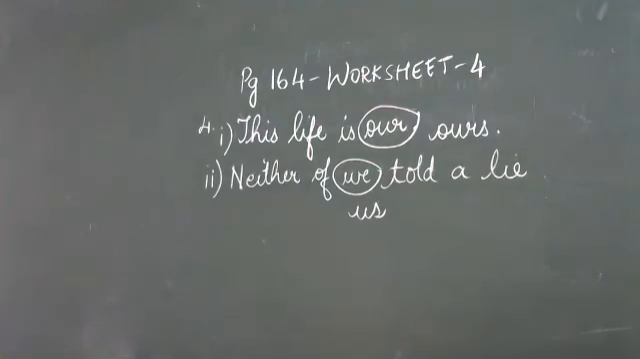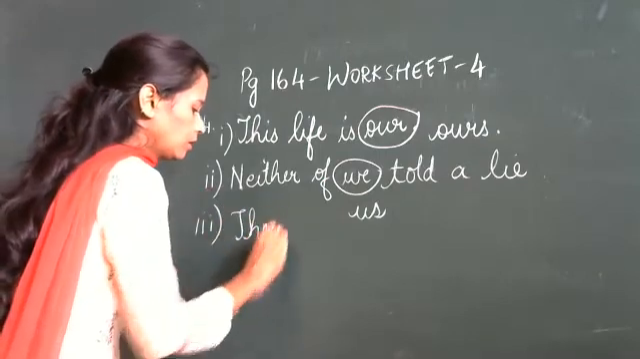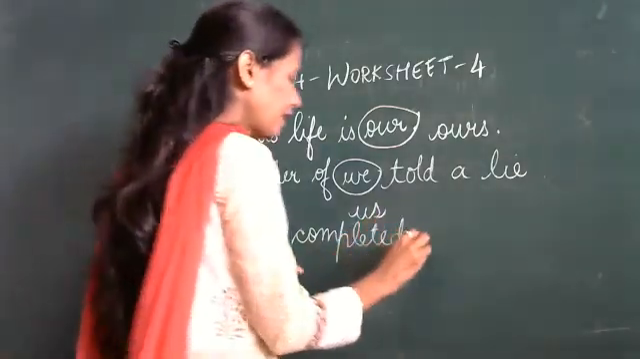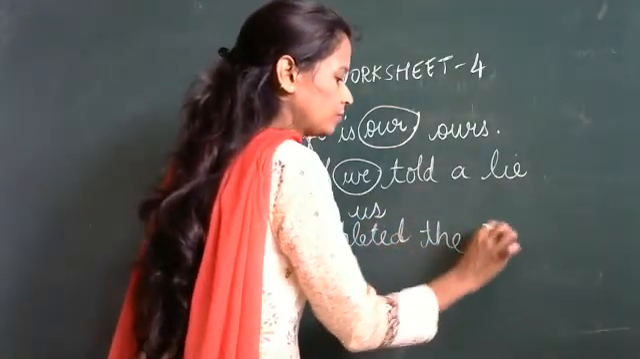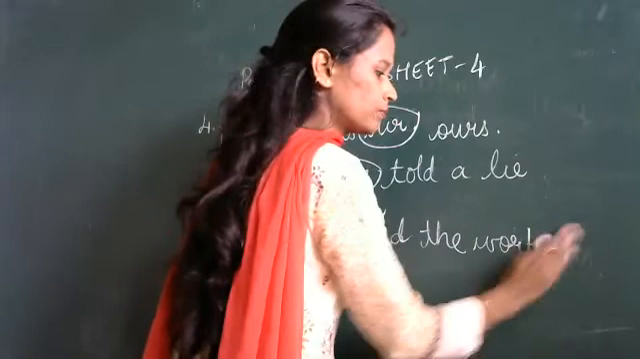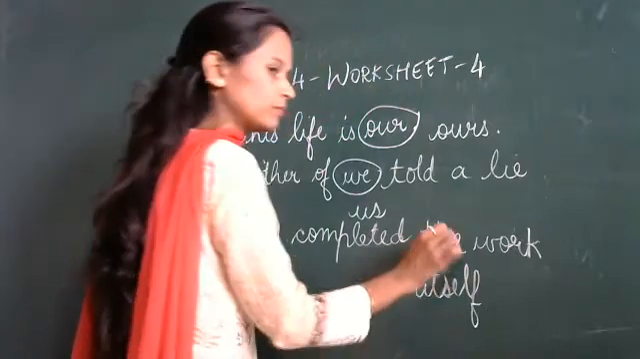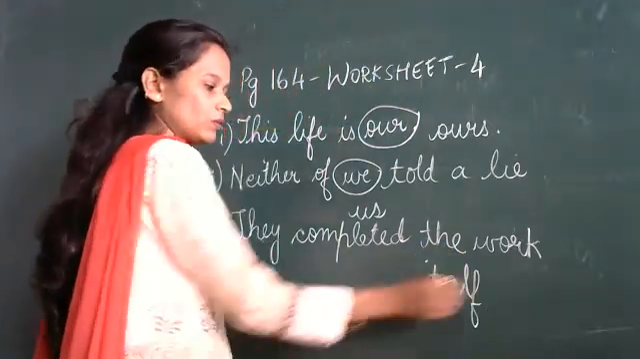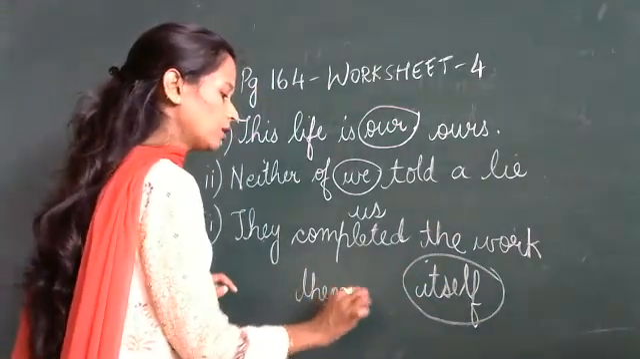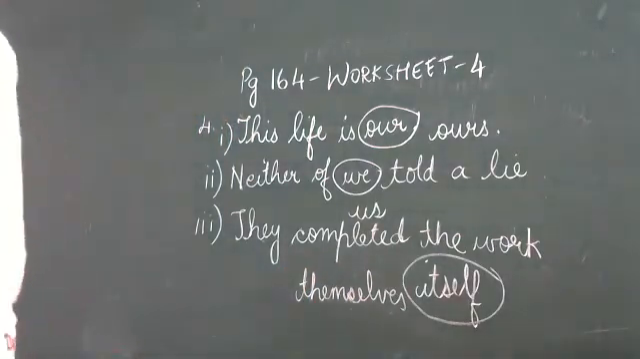They completed the work itself. They completed. Which kind of pronoun is it, children? Itself. Yes. They completed the work itself. So, is it correct? Then, what should I write here? They completed the work themselves. Yes, they completed the work themselves.